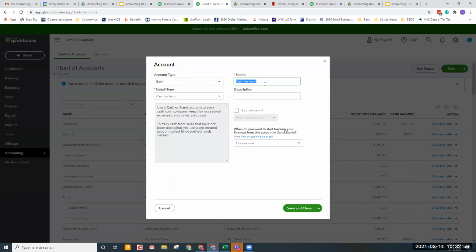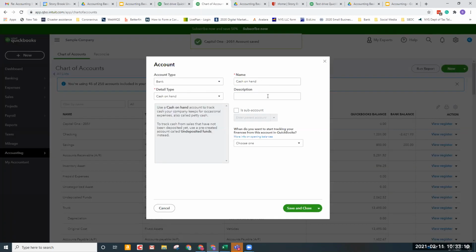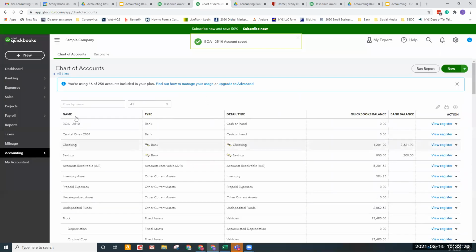So for example, you have one account with Capital One. You can use Capital One and also the last 4 digits of your account number. And you can create another with Bank of America. This way, you have added 2 new accounts to the system, and you can use them to book your business-related transactions.